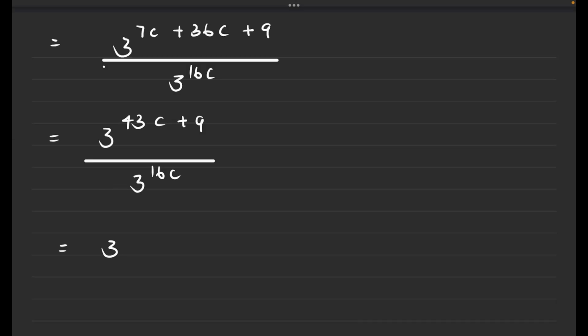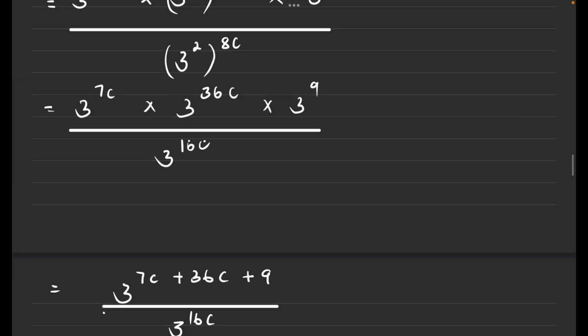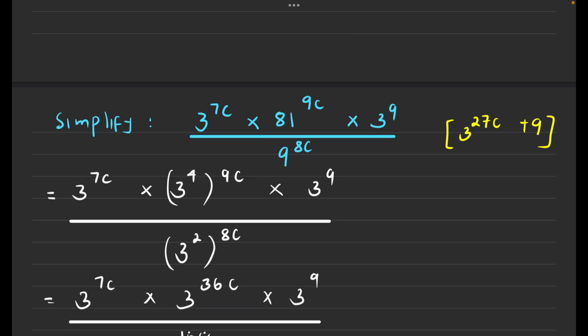At this point in time, when I apply the quotient rule, the bases need to be the same. So the base here is 3. So it's going to be 43c plus 9, the exponent of the numerator, minus 16c, the exponent of the denominator. So our final answer is what? 3 to the power 43c minus 16c, that is 27c. And then 9 over there has no other like term, so it's going to be plus 9. So indeed, our answer here is 3 to the 27c plus 9.